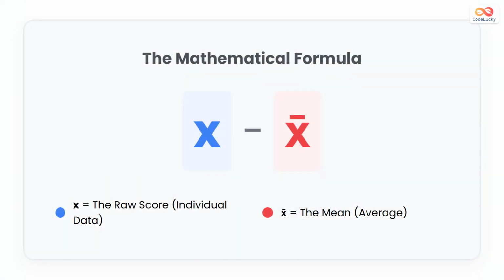Here is the math. It is just x minus x bar. X represents the individual score you are looking at, and x bar represents the mean. That is it. A simple subtraction problem.